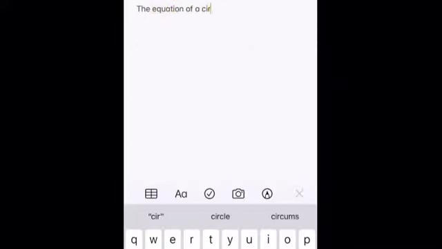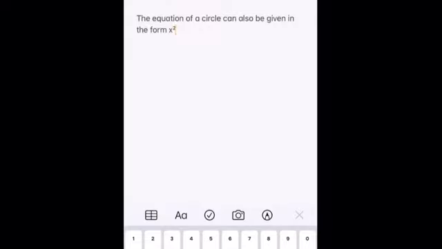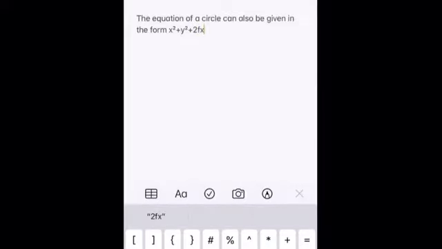However, there is an alternative form for the equation of a circle, which is x squared plus y squared plus 2fx plus 2gy plus c equals 0. And you will see that this actually comes from the first form that we looked at, which is (x minus a) squared plus (y minus b) squared equals r squared. And this is called the completed square form.